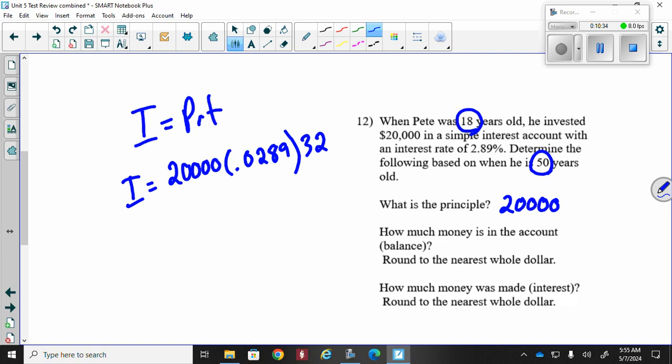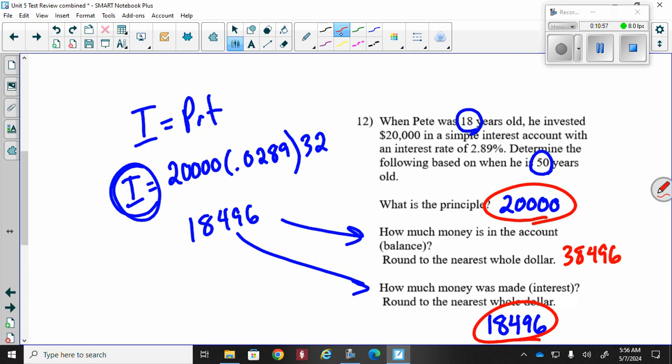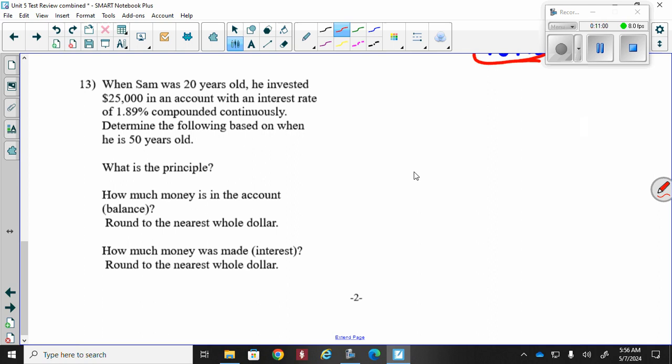All right, so when you do the work, the calculator is going to say 18,496. Now the question is, is that the balance or is that the interest? Well, the problem starts with an I, which means it's interest, 18,496. So think about it. He started with 20,000. He made 18,000. Well, now you would add and you get 38,496. There we go.